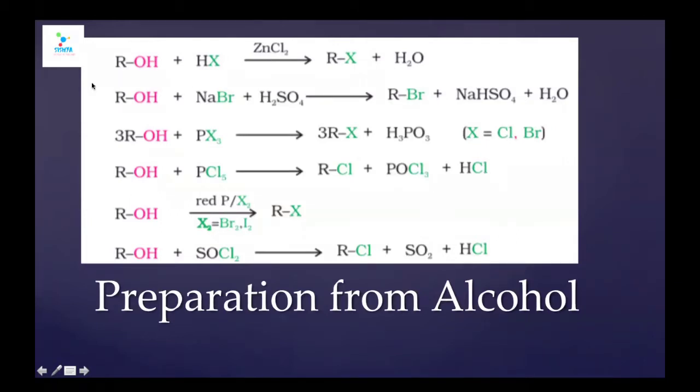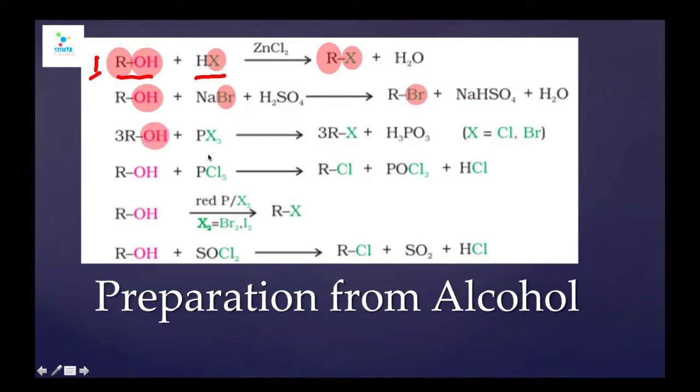Today I am discussing 6 reactions. Number 1, alcohol reacts with HX in the presence of a catalyst, ZnCl2. The reaction leads to the formation of RX, an alkyl halide, where the OH group is replaced by the halide. The R group remains as it is. Similarly, ROH is replaced by bromide, Br, and this leads to RBr.